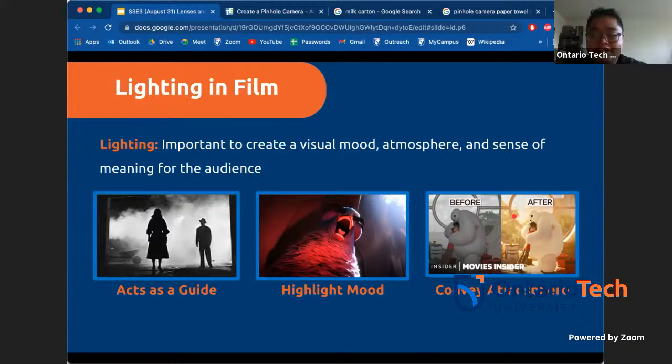It defines that genre or atmosphere and helps us as an audience or viewer see what we want to see. Yeah, this movie is awesome. It's one of my favorites.